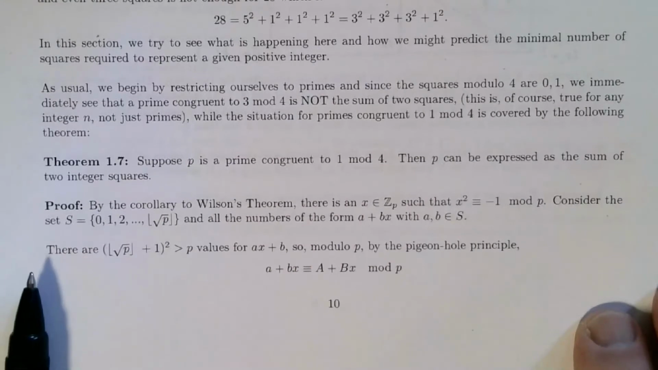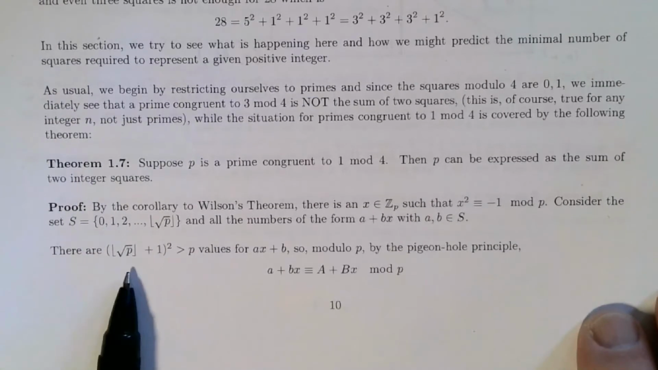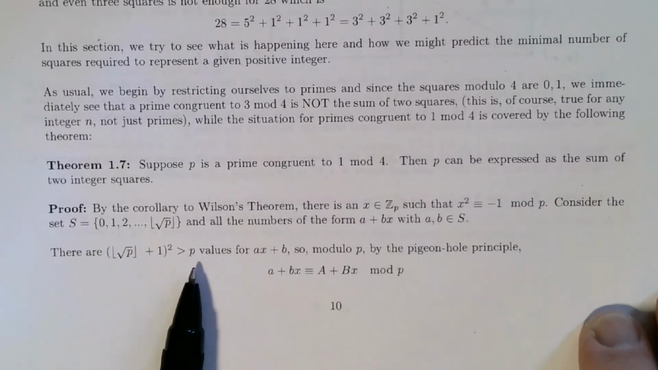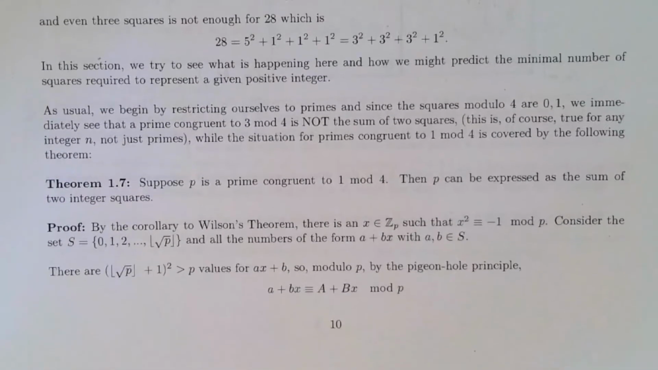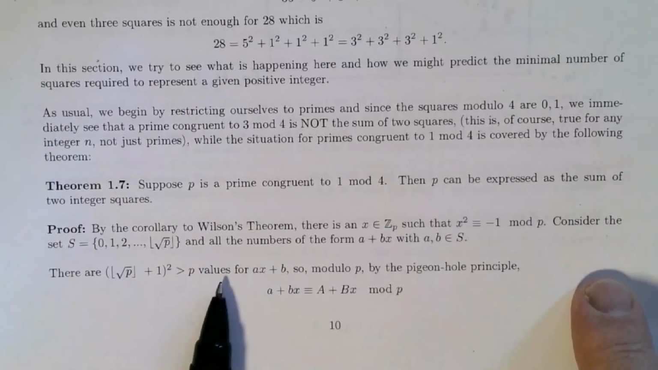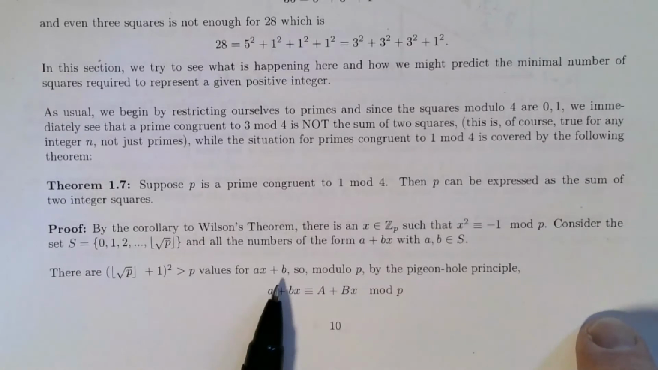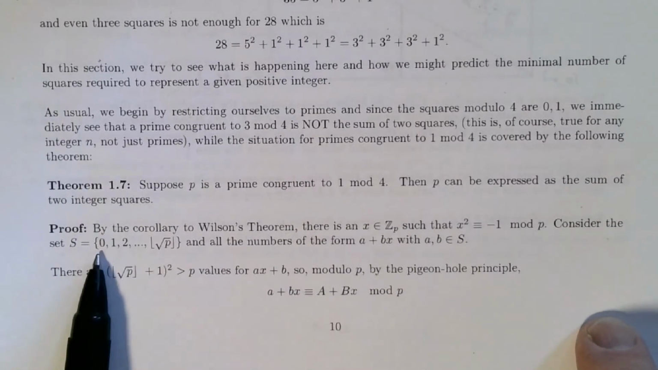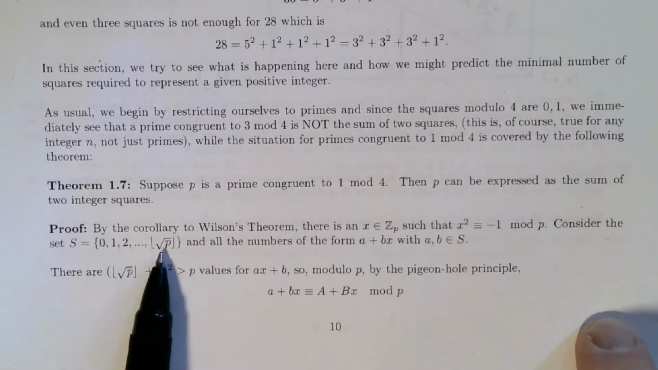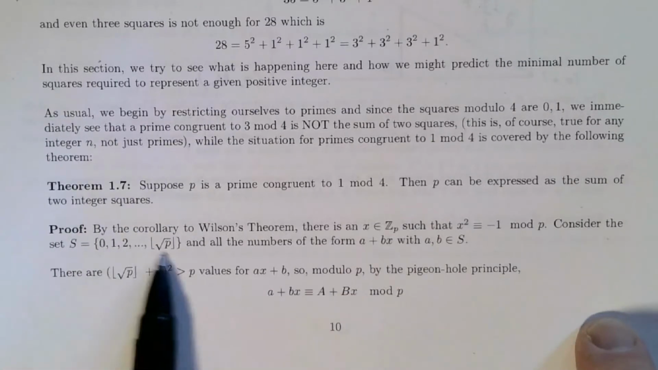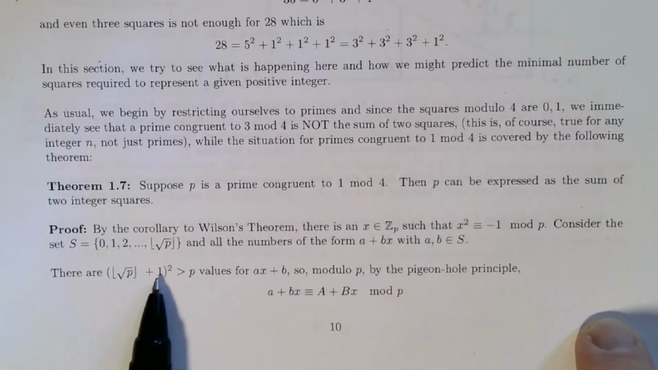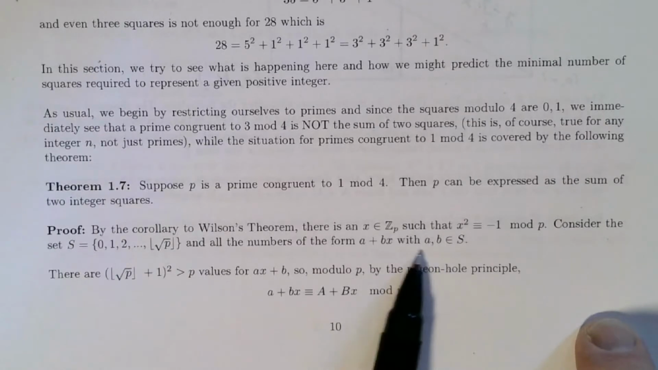Now let's just see what we can say about this. So there are the floor of the square root of p, plus 1, squared, which by the way is bigger than p if you square it out, because this gives you p plus 1 plus something. Values for ax plus b, because you've got to include 0 here. So you've got the floor of root p plus 1 numbers in here, choices for x, and the same number of choices for a, same number of choices for b, so that many choices for these ax plus b's.